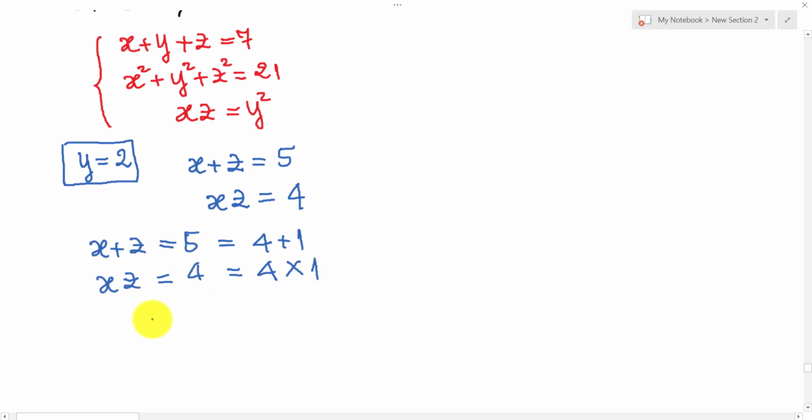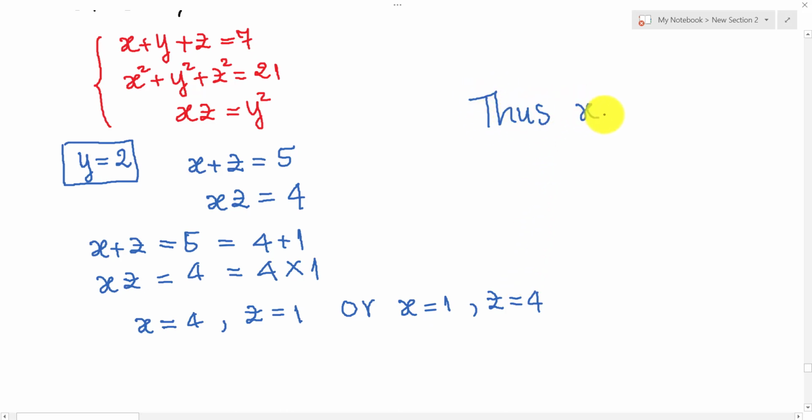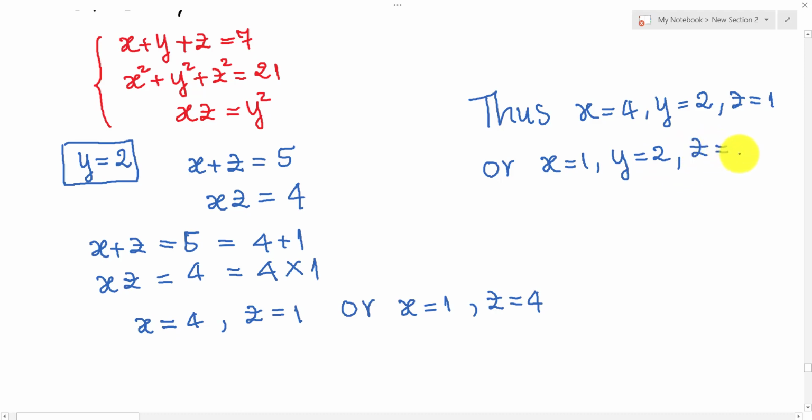So that we get x equals 4 and z equal 1, or x equal 1 and z equal 4. Thus x equal 4, y equal 2, and z equal 1, or x equal 1, y equal 2, and z equal 4 is our solution.